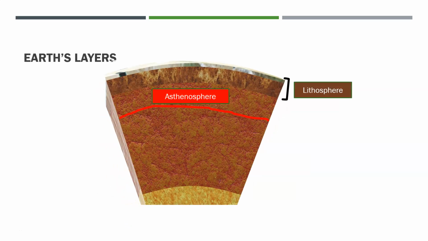But when we look a little bit closer at this mantle, we break it down into the asthenosphere, which is the upper portion of the mantle, and the lithosphere, which is the portion of the crust that the asthenosphere is right below. And this is important because this mantle and the convection currents within the mantle is what's driving our plate tectonics.